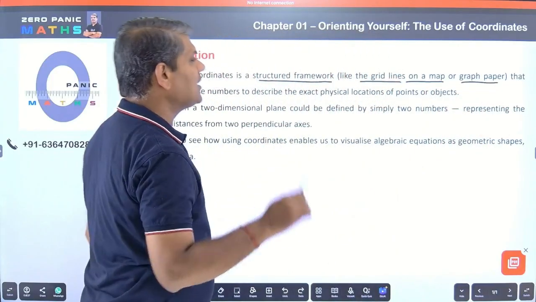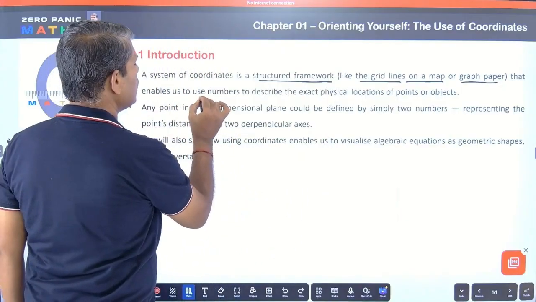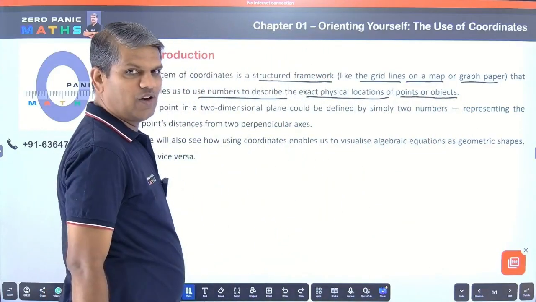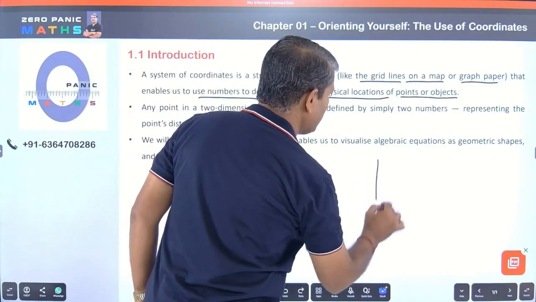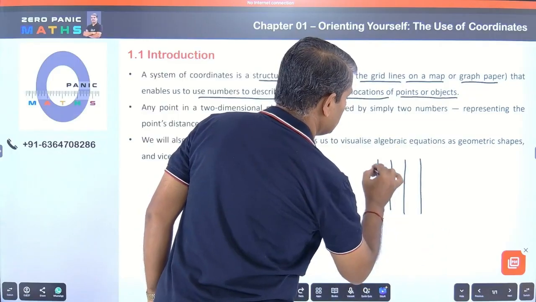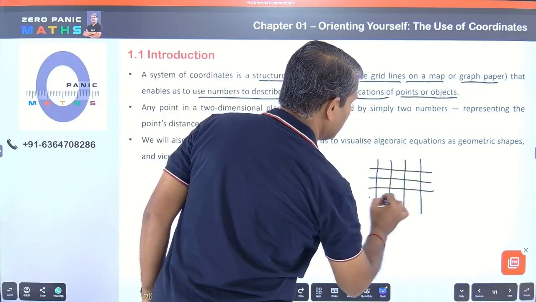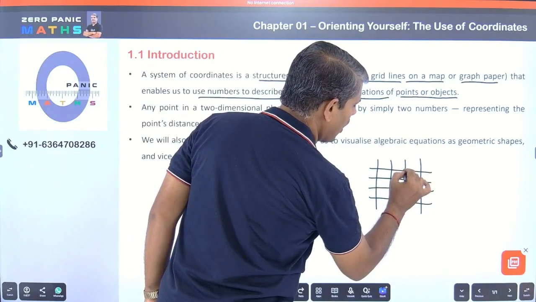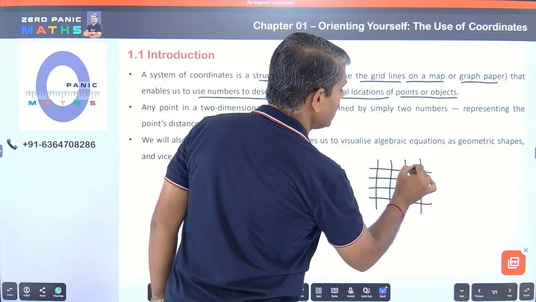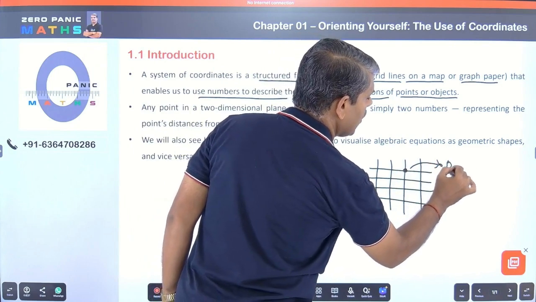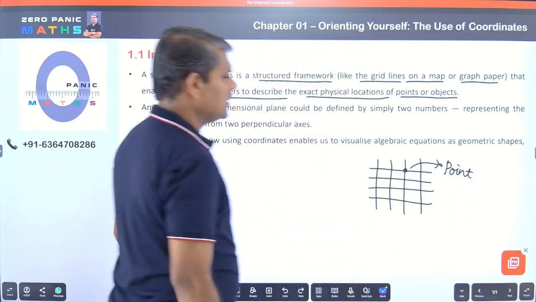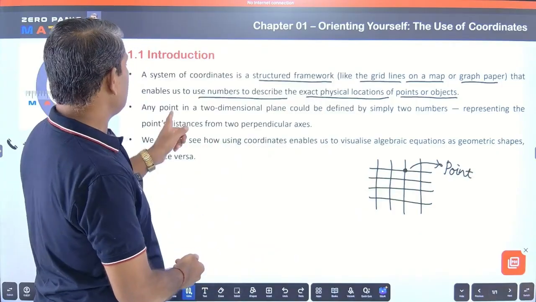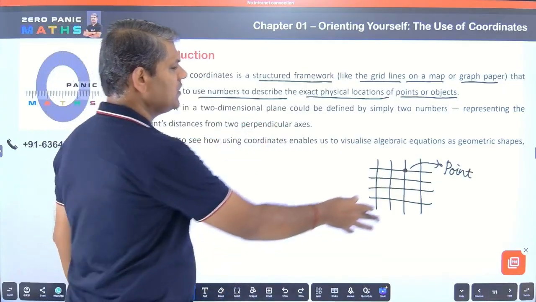That system enables us to use numbers to describe the exact physical location of a point or objects. It's nothing but a simple system where vertical and horizontal lines are given, and using numbers you can pinpoint the exact location of a point or the object. So this is called a point. Such a system is called a coordinate system. It's a simple definition.